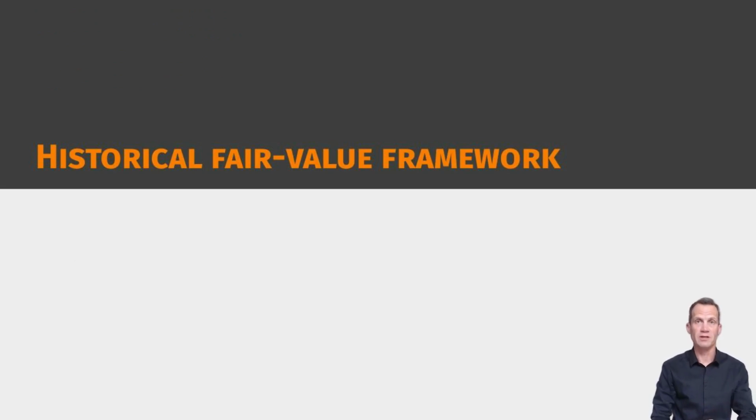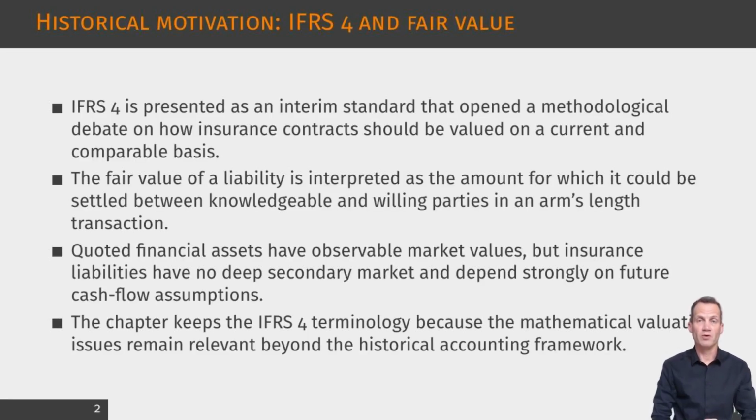The point is not to present a complete accounting standard, but to understand why the valuation of insurance liabilities became a methodological issue. Traditional accounting focused on prudence and on the emergence of profit through time. Fair value thinking placed the contract itself at the center of measurement and asked how the remaining obligations should be valued at the reporting date. IFRS 4 should be understood as an interim standard that opened a broader debate on current measurement. The International Accounting Standards Board aimed to improve the transparency and comparability of financial reporting.